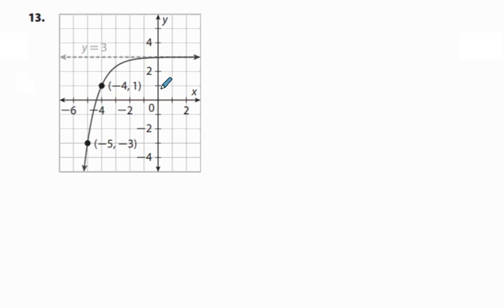And so you start out with the point 0, 1, which is our original y-intercept, and we're transforming it over to here. So this negative 4, 1 is the transformation of 0, 1. So the original function is going to be f of x equals a times b to the power of x minus h plus k.